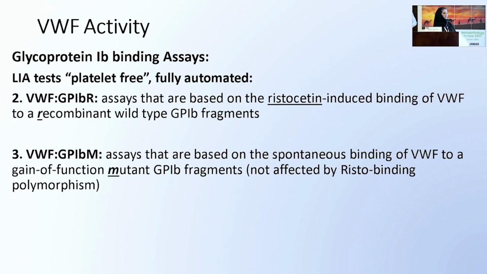Now, newer assays, immunological assays that measure the protein function, are the VWF glycoprotein 1bR and 1bM. We call them platelet-free because we don't need control platelets. So glycoprotein 1bR assays are based on the ristocetin-induced binding of VWF to a recombinant wild-type glycoprotein 1b fragment, and VWF glycoprotein 1bM assays are based on the spontaneous binding of VWF to a gain-of-function mutant fragment. So in this case, we don't use ristocetin.